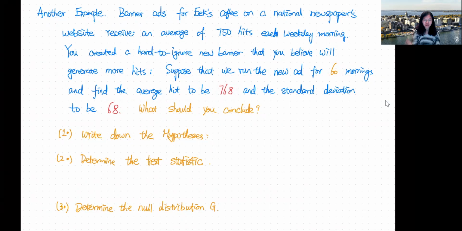So what is the hypothesis? Clearly, the hypothesis that you want to give the benefit of the doubt is the old number of hits. So the hypothesis is mu equals 750, where mu is the expected number of hits on a weekday morning, and X is the number of hits on a random weekday morning.